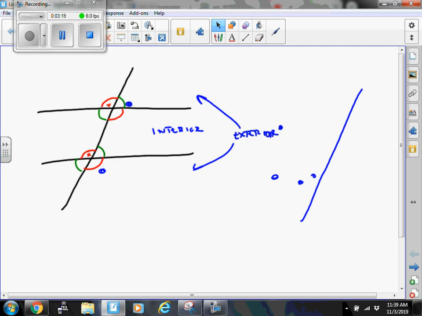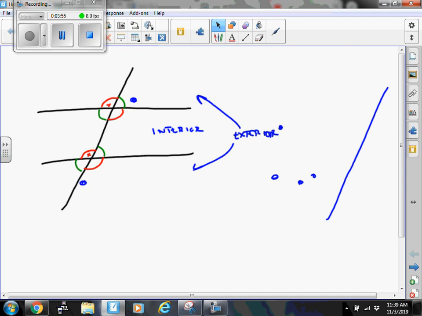This one and this one. Those are, let's see, they're on the exterior, and they're both on the same side of the transversal. Again, here's the transversal right there. They're on the same side of that line, so they're called exterior, same side. And notice this one is green, this one is red, so they're also supplementary. So those are same side exterior, and they're supplementary.